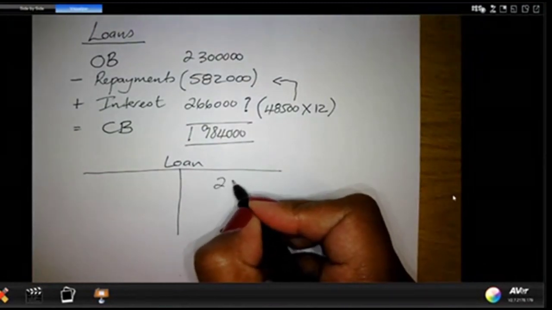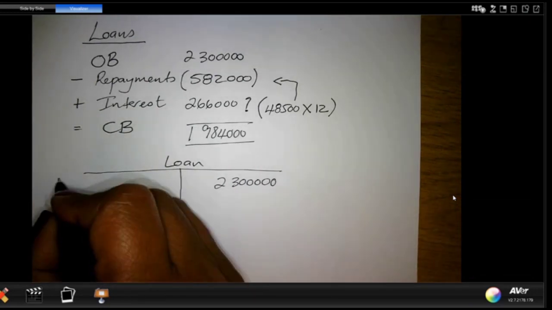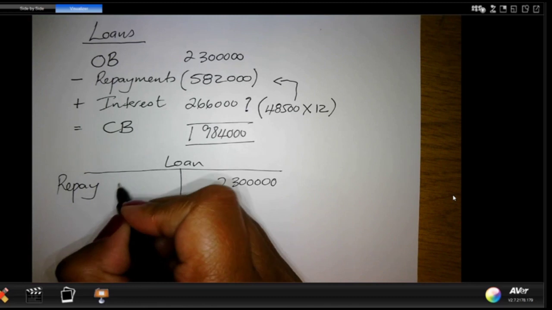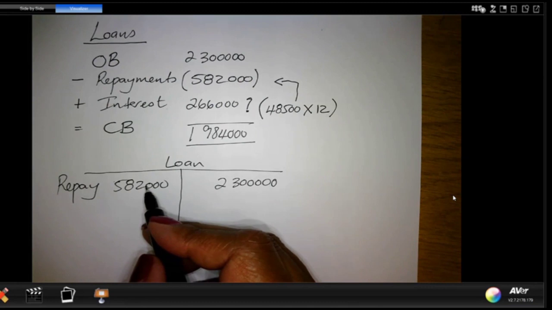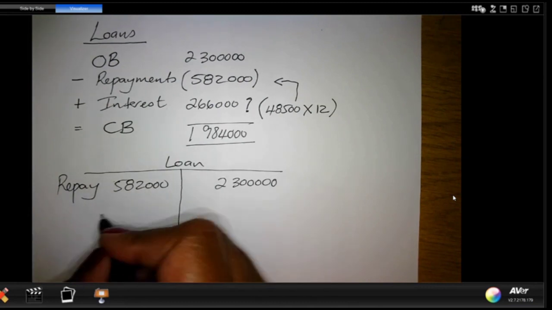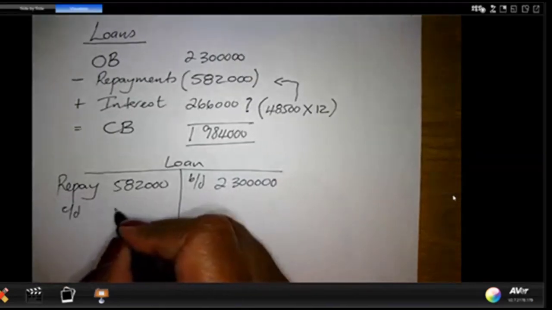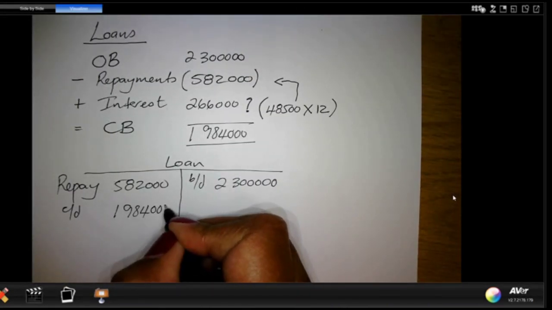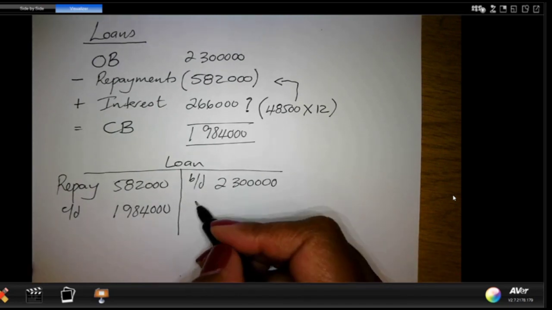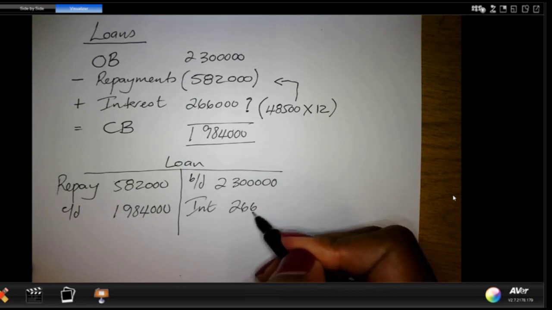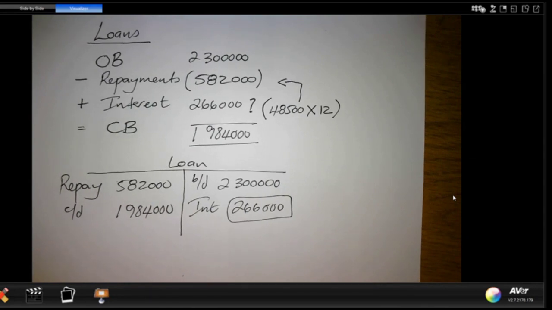It has an opening balance of 2,300,000. This is the same information, just doing it in a different way. There's my repayments of 582,000, which is the 48,500 times 12. And there's my opening balance brought down, and closing balance carried down of 1,984,000. So that minus minus is going to give me my interest of 266. And that amount I'm going to put into my income statement. Okay.